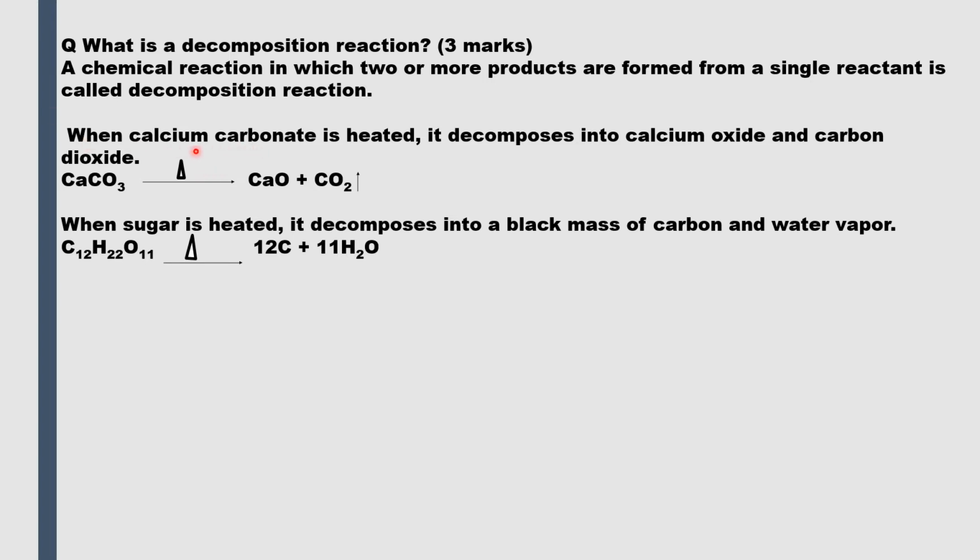Children, both the reactions, heating of calcium carbonate and heating of sugar, are examples of thermal decomposition reaction. So we need to show the symbol of heating here. So I have shown a triangle, which means that calcium carbonate is being heated and sugar is being heated to form the respective products.